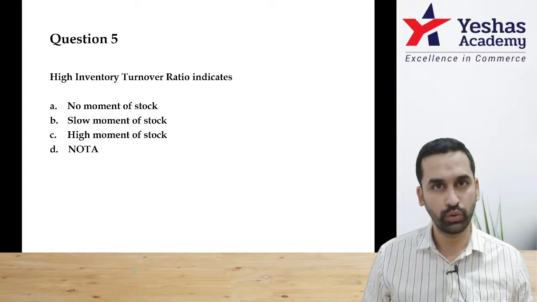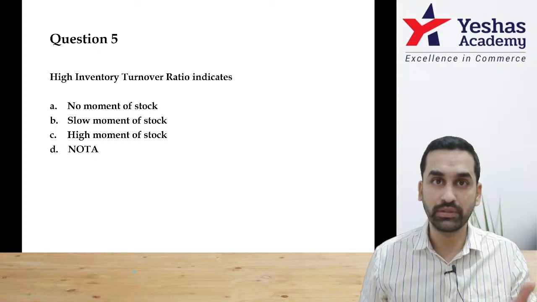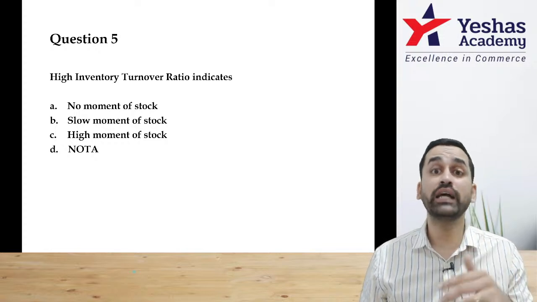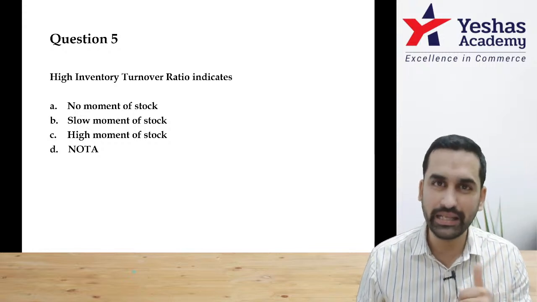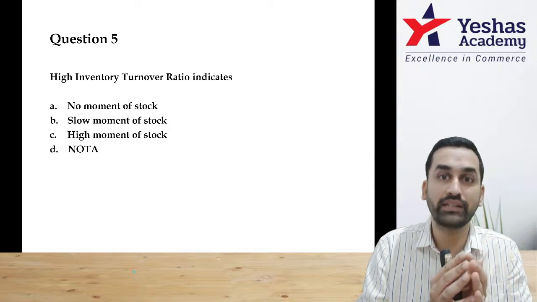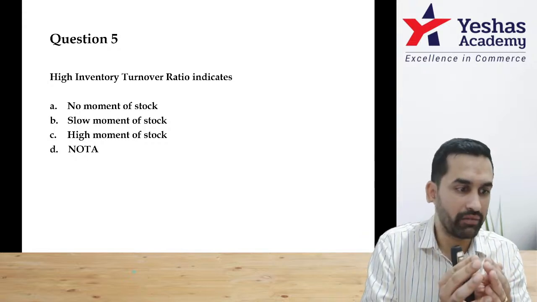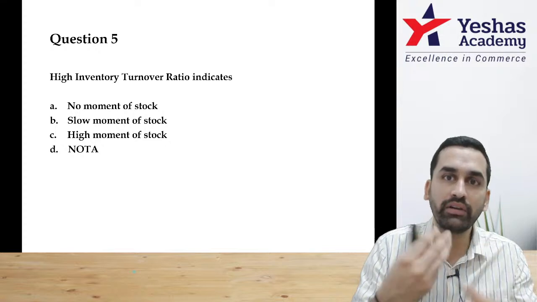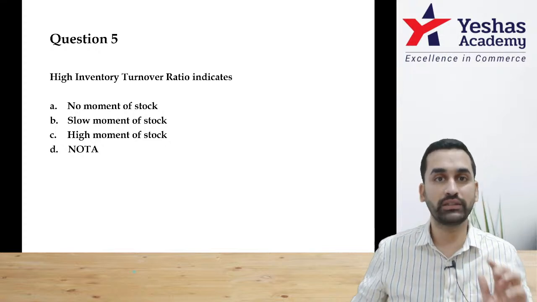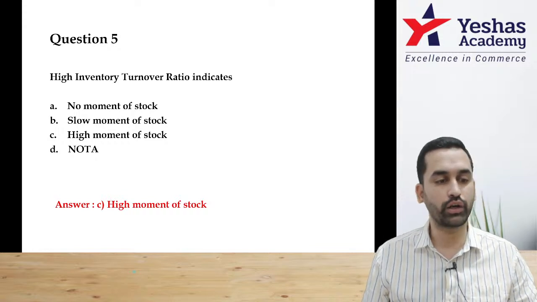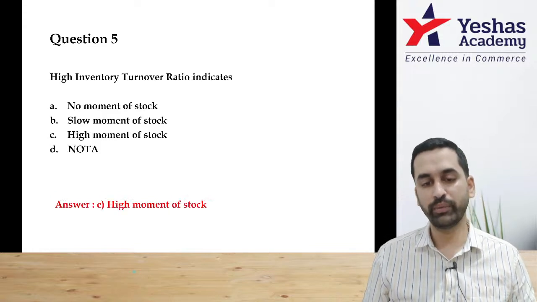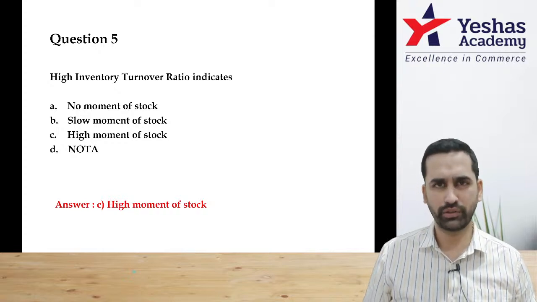Inventory turnover ratio. So one company has 10 times, 36 and a half days, another company has 20 times. So 365 by 20, if you do, it will come to around 18 days. That means they're keeping inventory for less time. Second company, if they're keeping inventory for less time, that means inventory is moving very fast, correct? Therefore the correct option: high inventory turnover means high movement of stock or fast movement of stock.